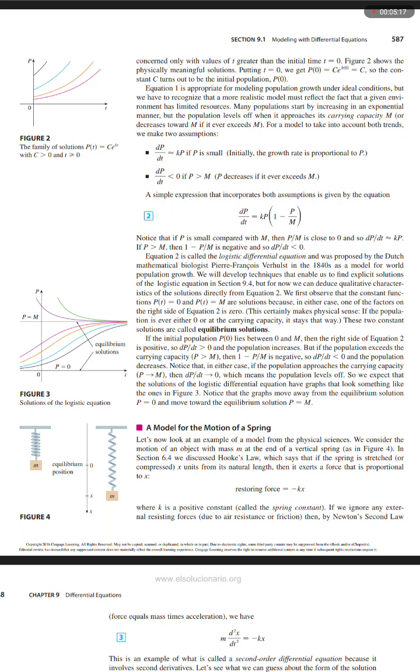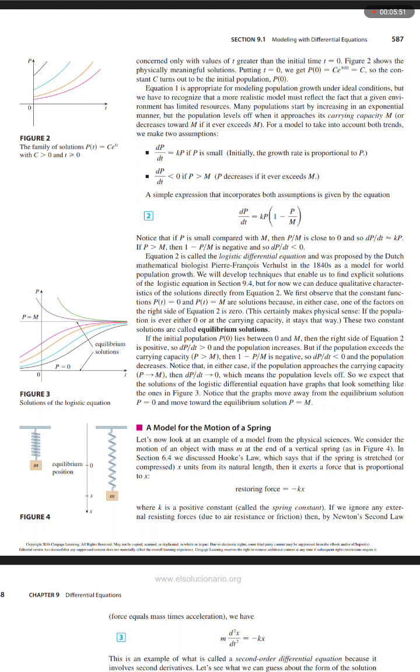Many populations start by increasing in exponential manner, but the population levels off when it approaches its carrying capacity M, or decreases toward M if it ever exceeds M. For a model to take into account both the trends, we make two assumptions. The derivative of P with respect to t approximately equals kP if P is small. Initially, the growth rate is proportional to P.